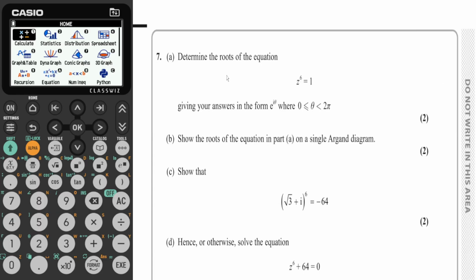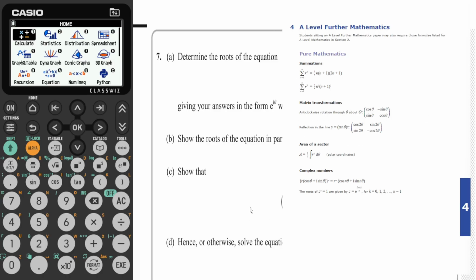Question number 7, part A. Determine the roots of the equation z to the 6 equals 1, giving your answer in the form e to the i theta, where theta is in between 0 and 2 pi. If we take a look in the formula book, you will note that the roots of z to the n equals 1 are given by z equals e to the 2 pi k i over n for k equaling 0, 1, 2, etc. up to n minus 1.